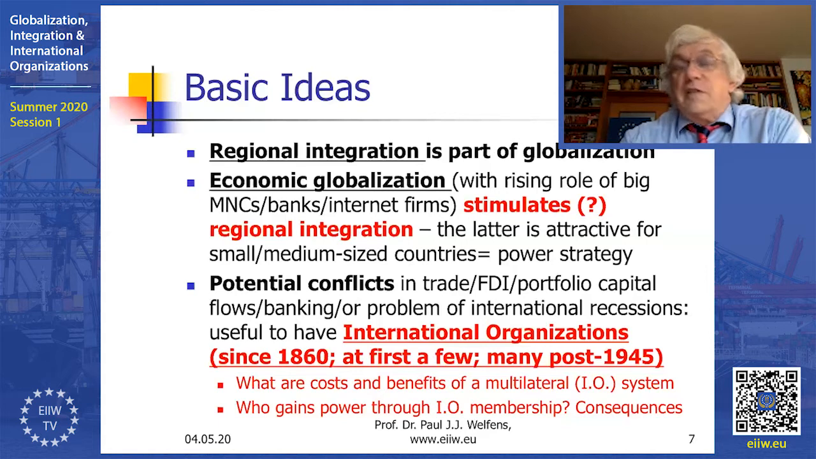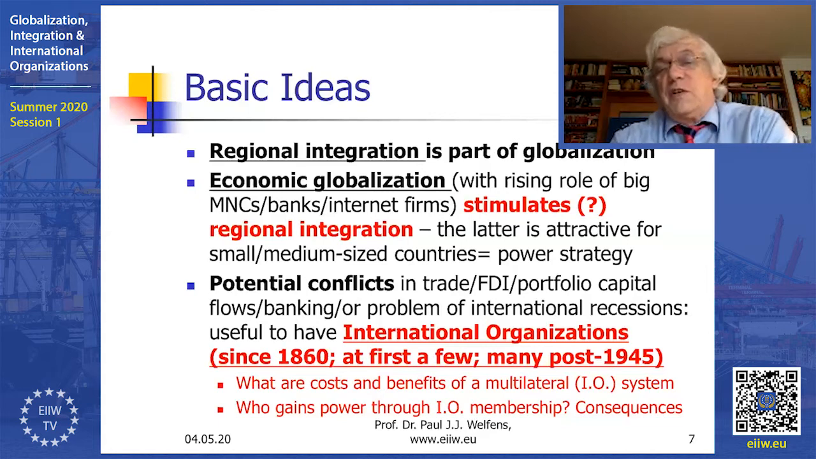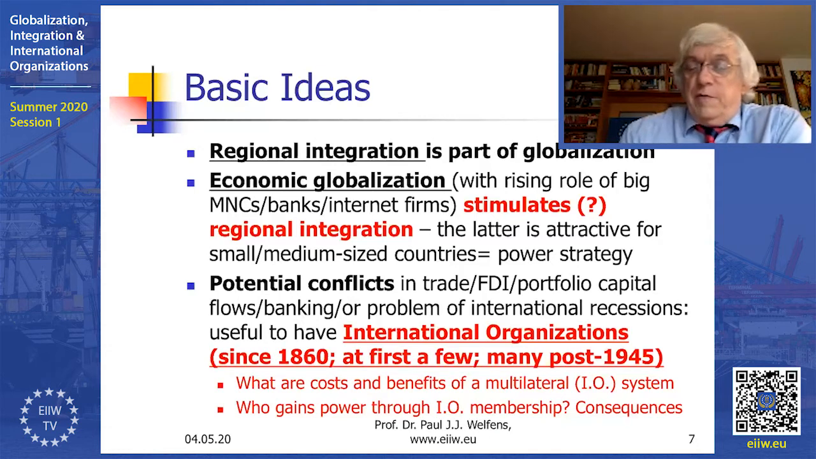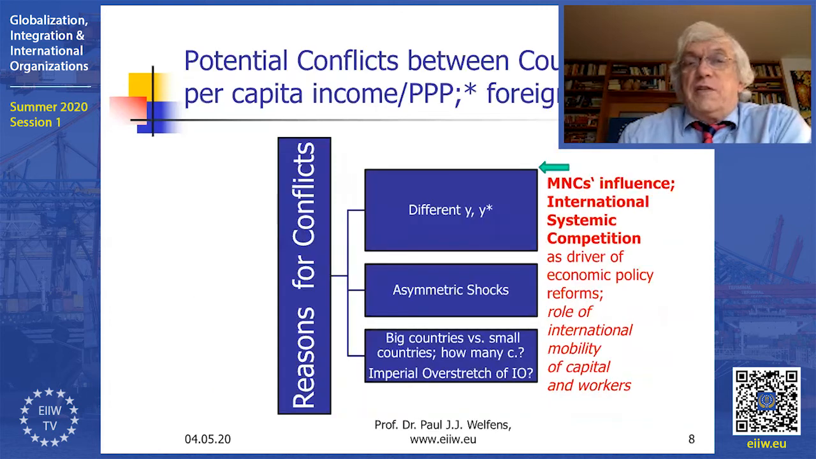The question then is, what are the costs and benefits of a multilateral system? A multilateral system is one in which international organizations play a role, and you would then try to balance the interests of not just two countries, which is bilateralism, but of many countries at the same time. And we can ask who gains power through international organization membership. What are the consequences?